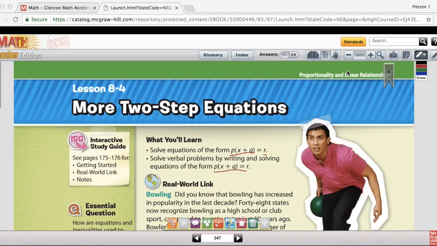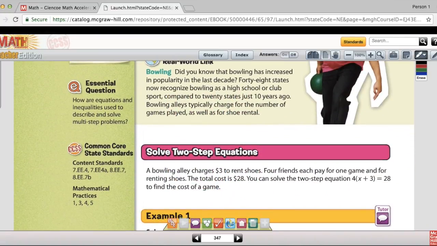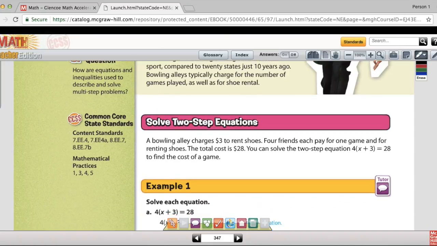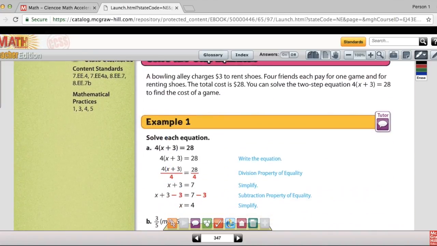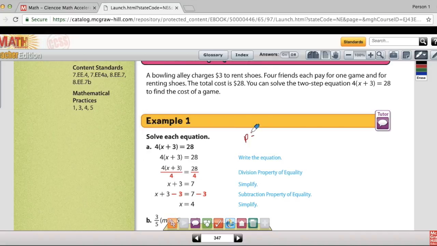For lesson 8.4, we're solving more types of equations, two-step equations, but in the format of P(x + Q) = R. And if I scroll down here and take a look again at an example problem, in this case we have 4(x + 3) = 28. Similar to that example at the top, P(x + Q) = R. It's in the same format there.